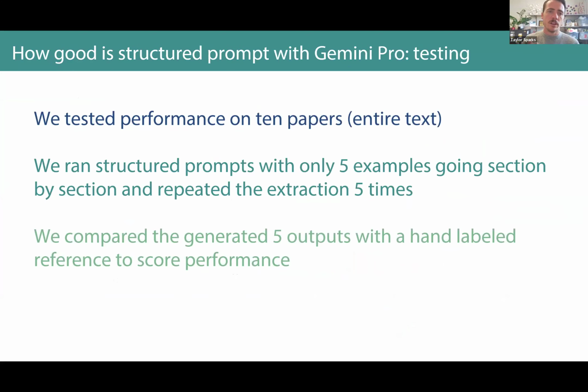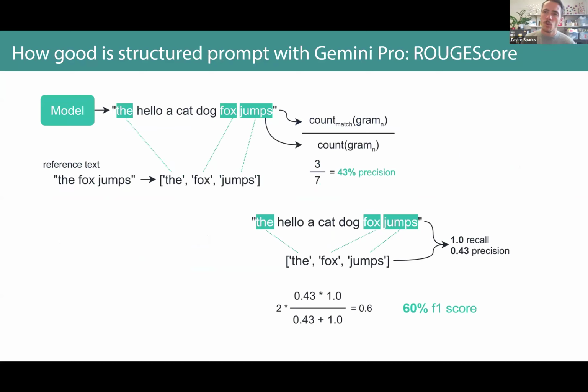Again, we tested it on 10 papers. We ran structured prompts. For the paper, we only did 5 examples. And by the way, for each section, we also ran it 5 times to look at the variability, to see how much uncertainty there was. And then we generated these 5 outputs with a hand-labeled reference that our research group put together, and we scored the performance. And by score, there are different criteria that you could use.